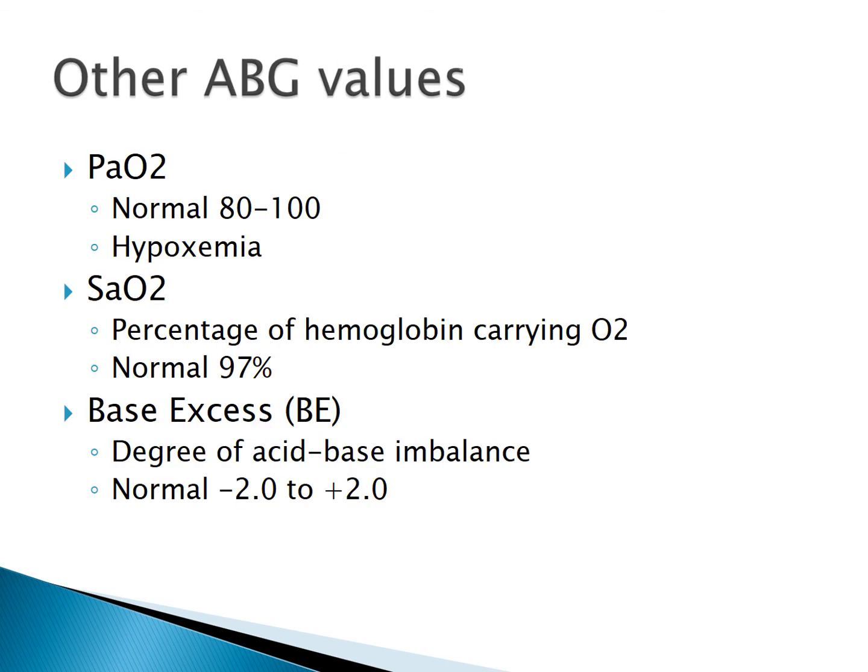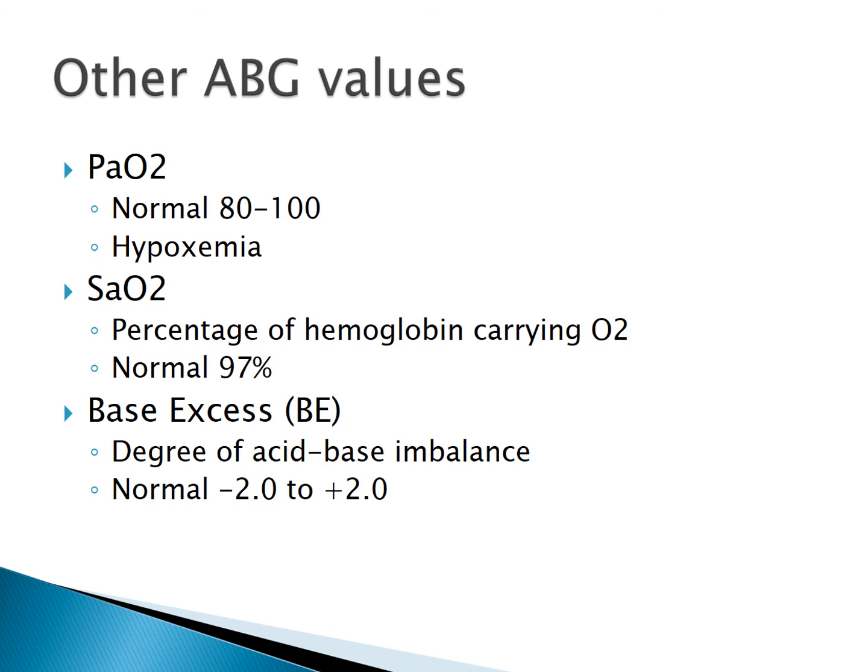Just last bit here, some other ABG values. So you don't necessarily need to memorize these things, but some of them I think you already know. Your PaO2 is the amount of oxygen dissolved in the plasma. Normal is 80 to 100 millimeters of mercury. Less than 80 is known as hypoxemia. And it's important to understand that, but it's not necessary for acid-base status. And then your SaO2 is the percentage of hemoglobin that is carrying oxygen, and your normal is around 97%.